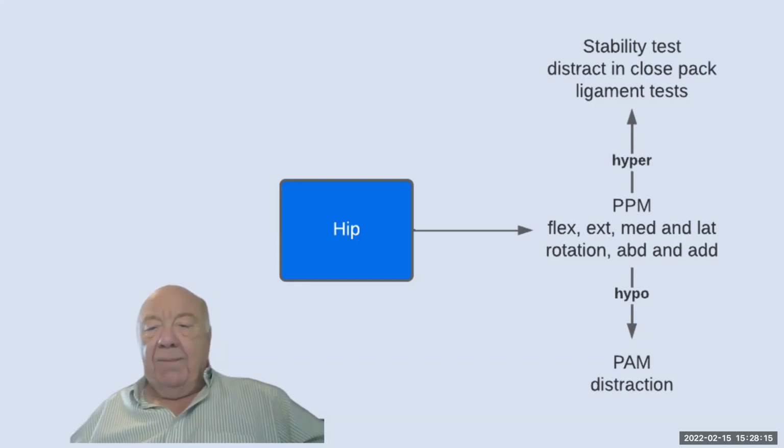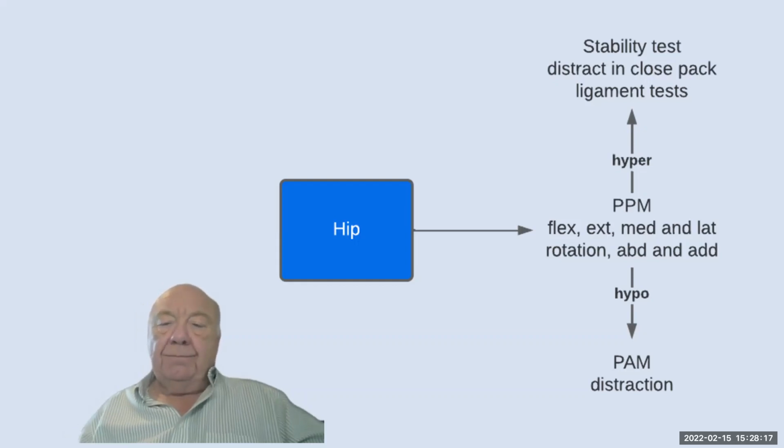For the PAM, distraction, put it in the least pack position, so the hips flexed, a little bit laterally rotated and abducted, and then try and distract it. And you're looking for normal end fills on both sides. If the capsule is tight, it's hypertrophied, then you'll feel that as a stiff movement.